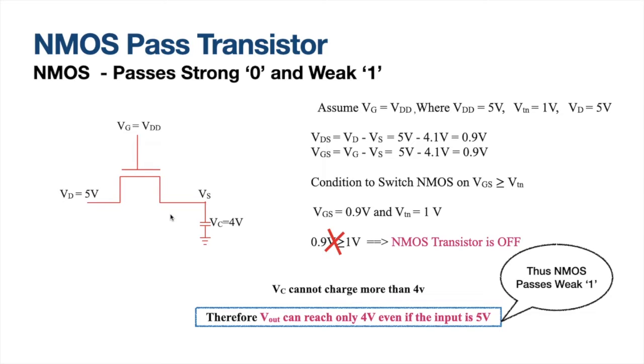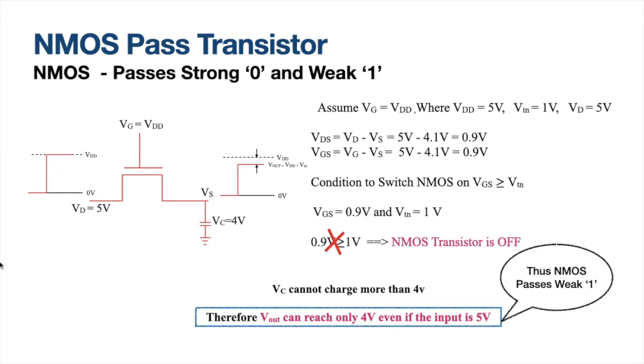That is why we say that this Nmos transistor cannot pass the same 5 volts to the output. That is why we always call it weak 1. Even though this 4 volt is considered as logic 1, yet it is not a perfect 1. That is why we always call Nmos passes weak 1.